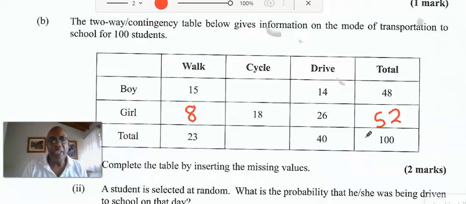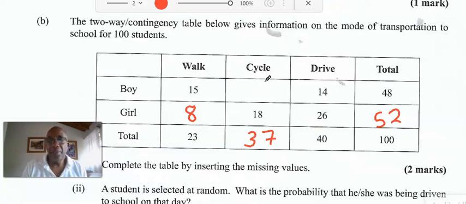What now can we fill in? We can fill in the total number of students who cycled, because we have the total number that walked and the total number that drove. That's 40 plus 23 is 63. And therefore, we subtract 100 minus 63 to get 37. So that is the total number of students who cycled.